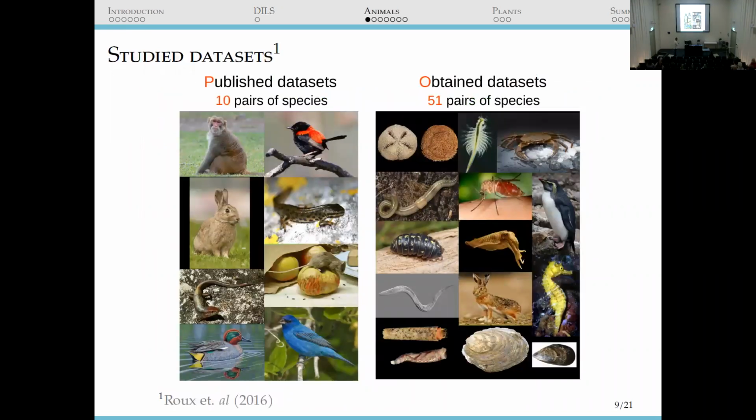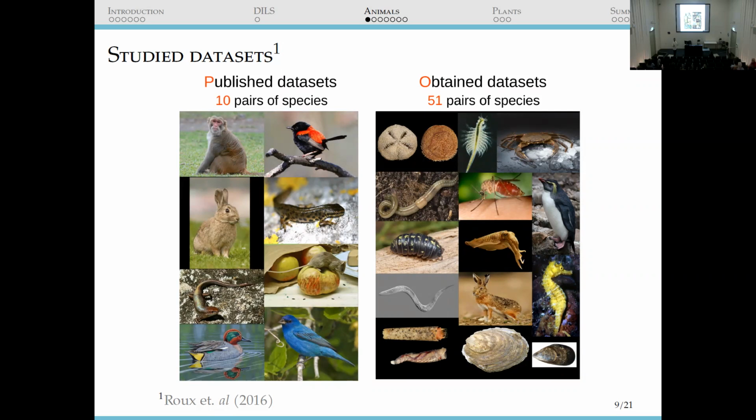So here it's just some old results that we published 7 years ago. We did that in animals, and after that, I will show you the results in plants to show the comparison between plants and animals. So in animals, we had 61 pairs of animals, 10 pairs from the NCBI, and 51 pairs that we sequenced in natural populations. And we did basically RNA sequencing.